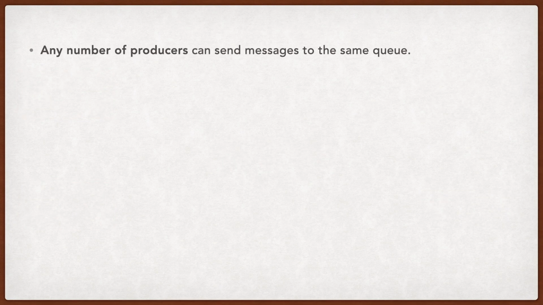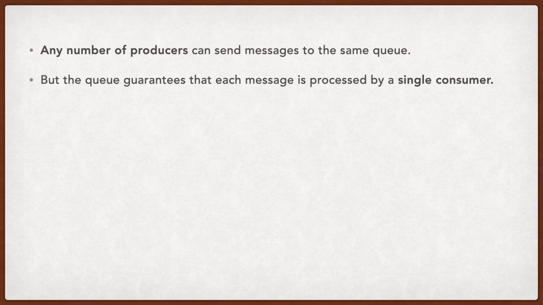Any number of producers can send messages to the same queue. But the queue guarantees that each message is processed by a single consumer. There are ways that a message is processed by many consumers. Let's talk about that shortly.